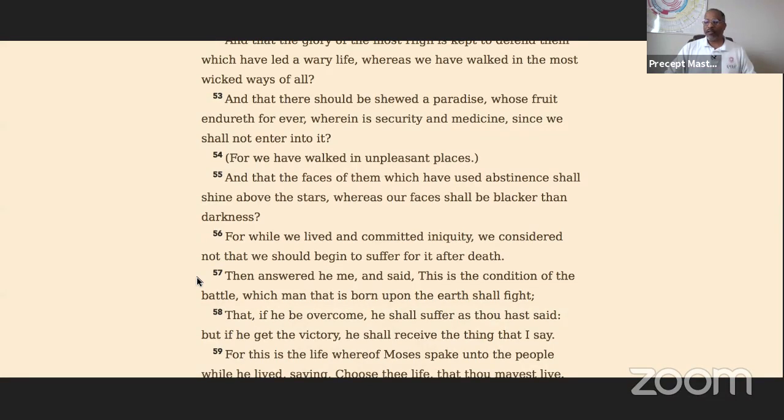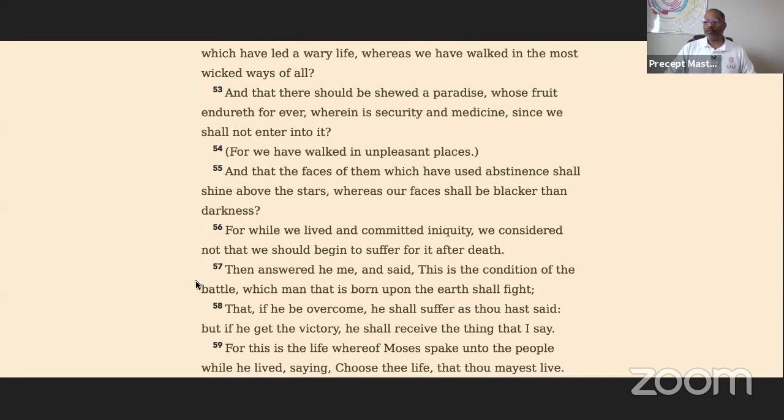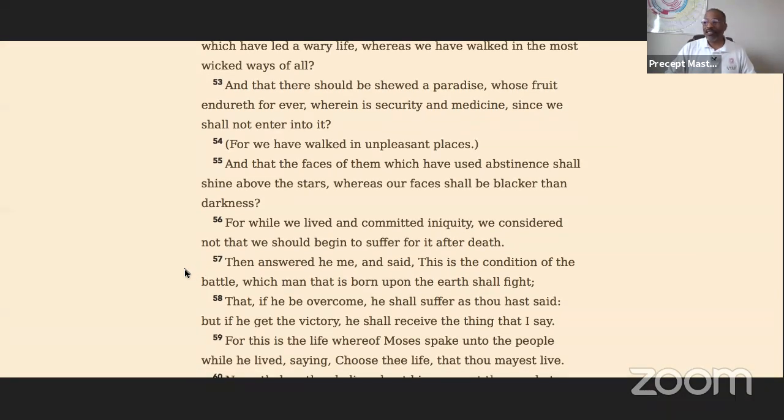Then answer me, this is the condition of the battle. This is the condition of the battle. Meaning what? We have to go through this. This goes without being said. This is what most people don't even believe is in the Bible, but it's there. This is the condition of the battle.